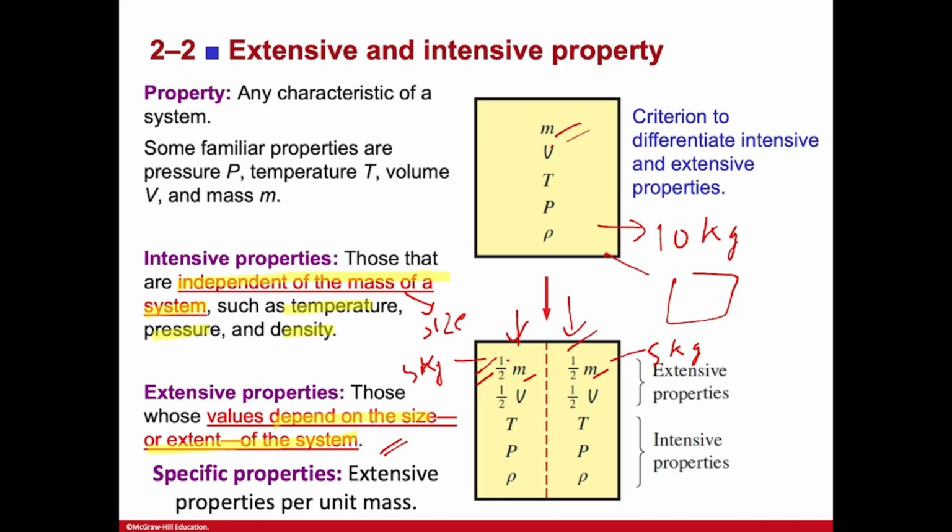So mass becomes an extensive property. The same goes for volume. If you take half of the system, then obviously the volume is going to be halved. So that is an extensive property. But now if you look at quantities such as density, no matter how I divide this volume, the density will remain constant. So it is independent of the volume or the mass of the system. So it's an intensive property.